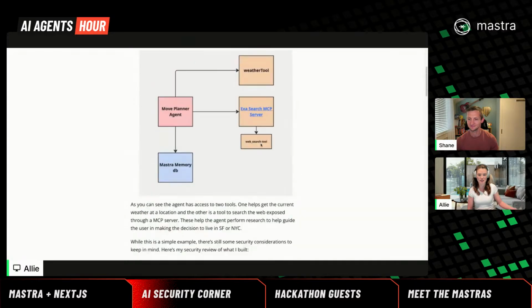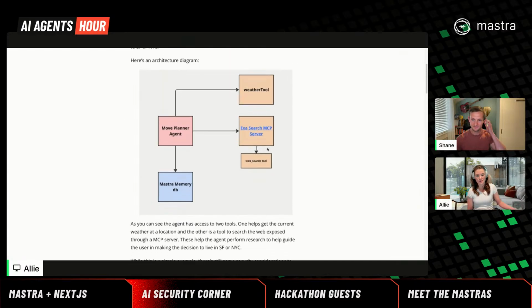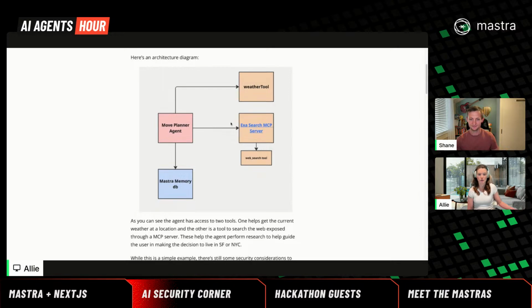All right, so can you see my screen? We can. Okay, awesome. So this is just a preview of what I built. Basically, I built an AI agent that helps tech founders decide if they should live in San Francisco or New York City. It's kind of a fun example.